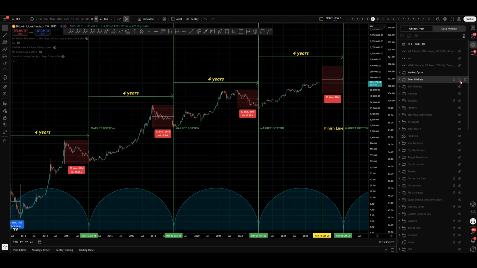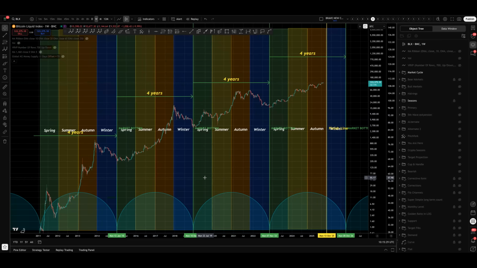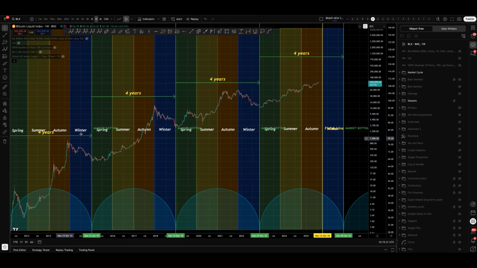So there's your bull markets, your bear markets, 4-year cycle. We can also look at this via splitting it down into segments of spring, summer, autumn and winter. The winters obviously represent the bear markets. We can see now that we're well through spring and summer. We're now into the autumn, the last temperate season, I guess we could say, before the bear market winter.